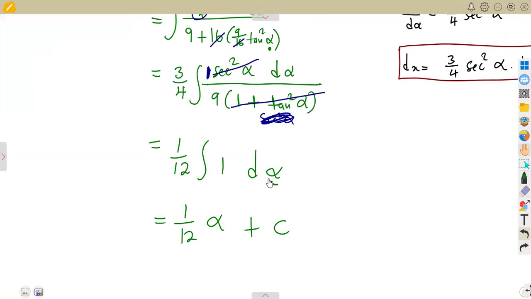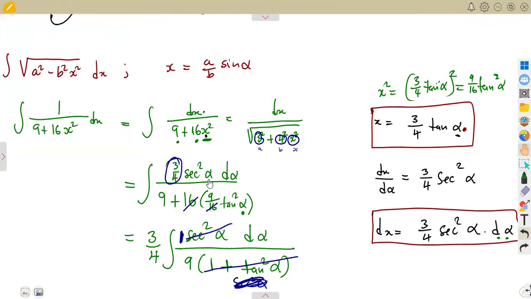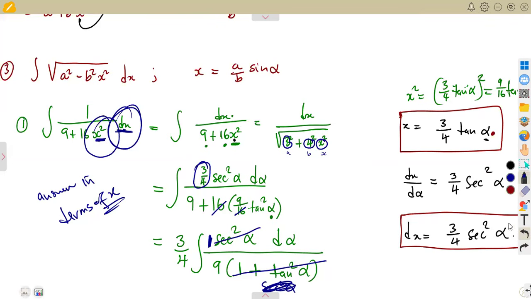But whatever you're obtaining is in terms of alpha, not in terms of x. This is an integral which was given with respect to x, in terms of x. Meaning to say, our answer also is supposed to be in terms of x.